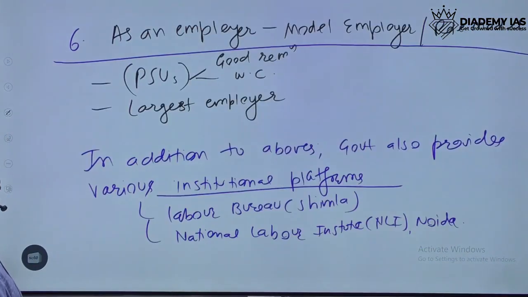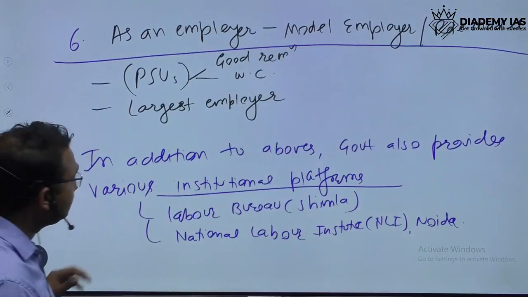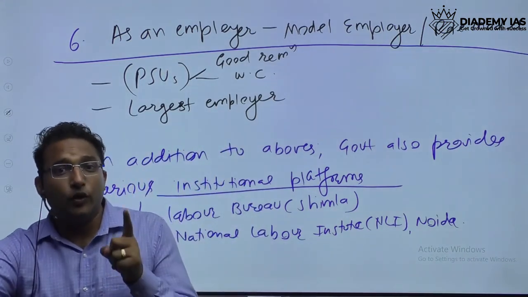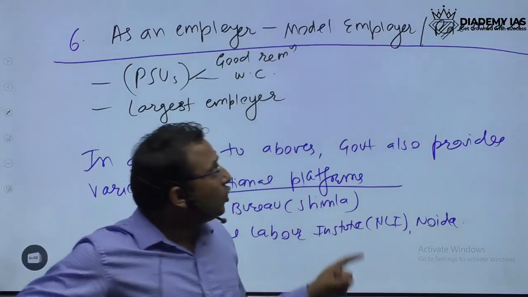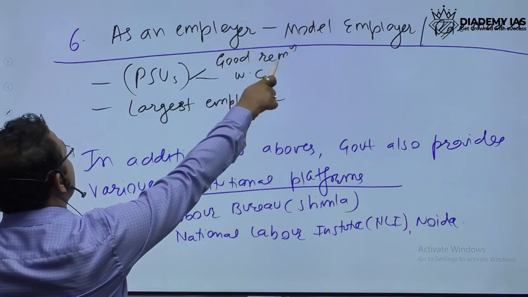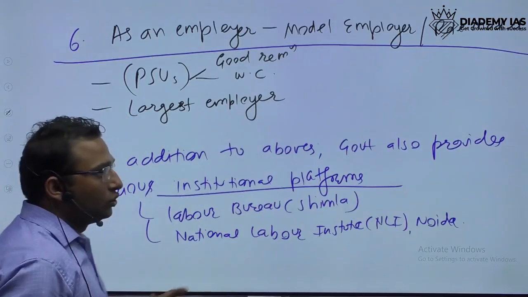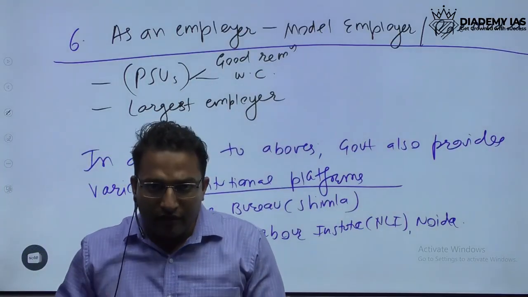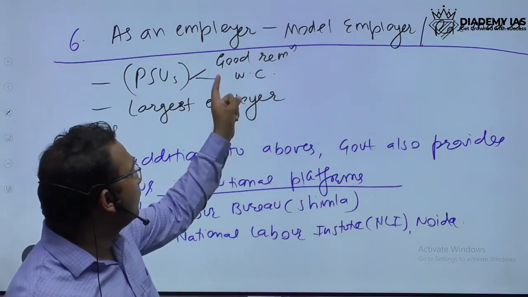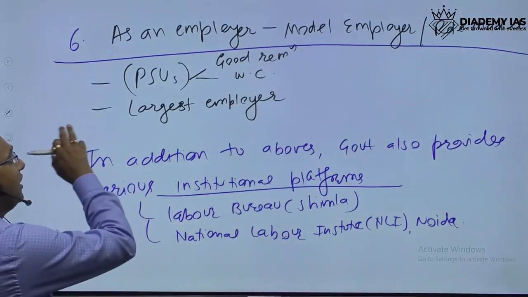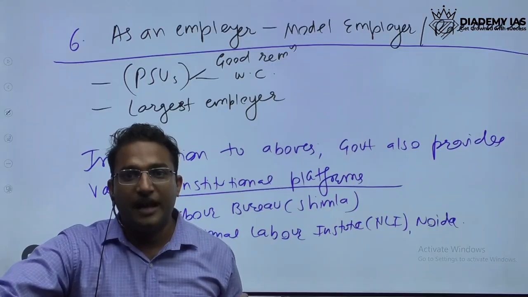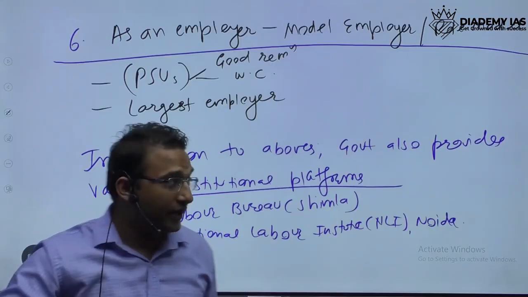After the interventionist role, we have the next role as the employer. So the state also works as an employer, okay? In the role of an employer, they are providing good working conditions and good remuneration to the employees of PSUs, the public sector undertakings. And also it happens to be the largest employer. It happens to be the largest employer, right?